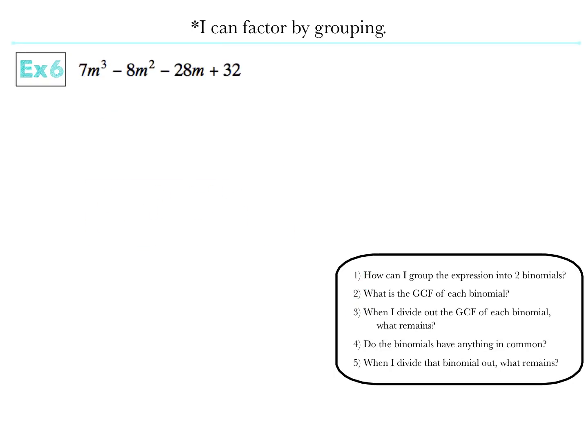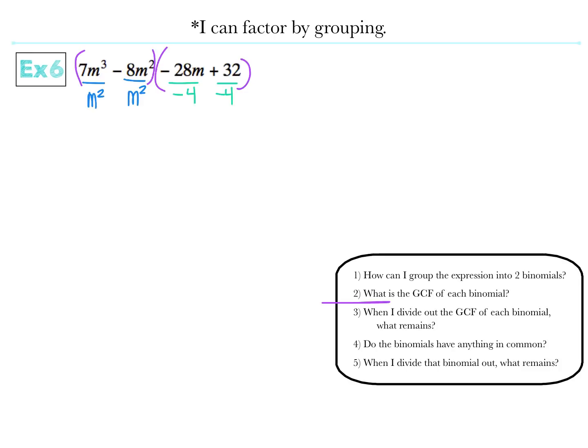All right, so what I'd like you to do is go ahead and pause the video, and try the first 2 questions on your own. So how can I group it into 2 binomials, and what is the GCF of each binomial? All right, hopefully from the first you were able to group them as 7m to the third minus 8m squared, and then the other binomial, negative 28m plus 32. And then what is the GCF of each?